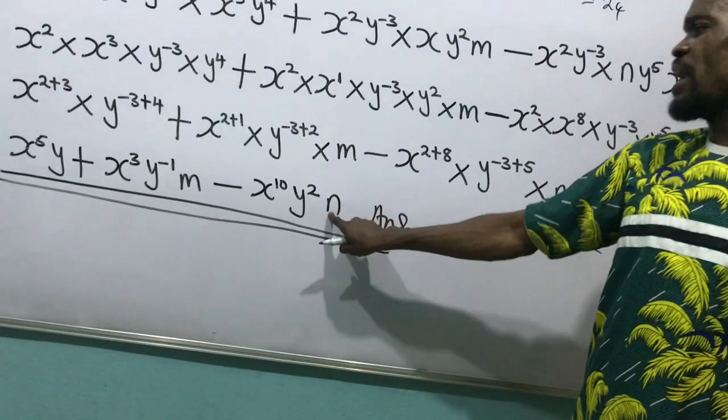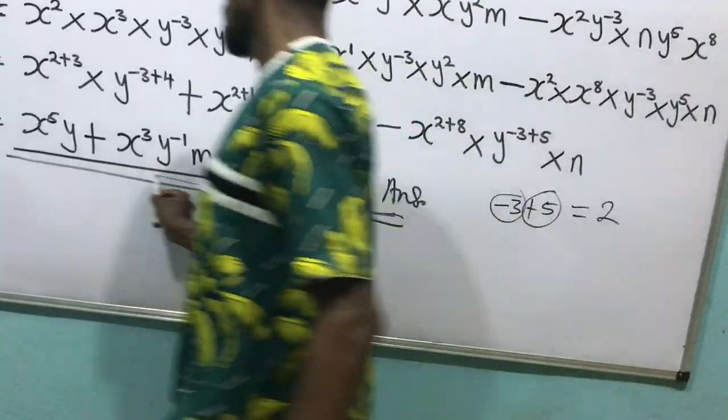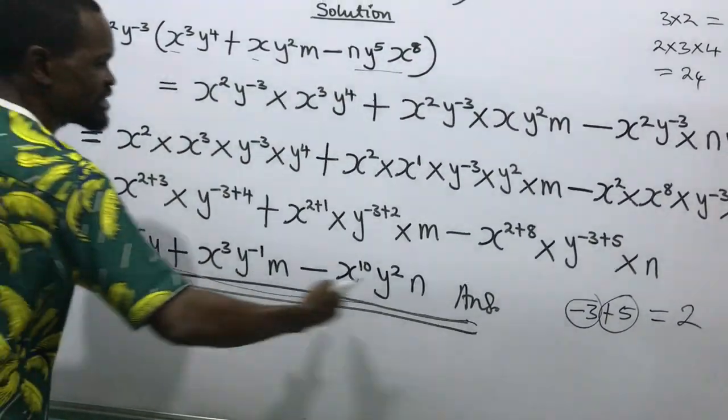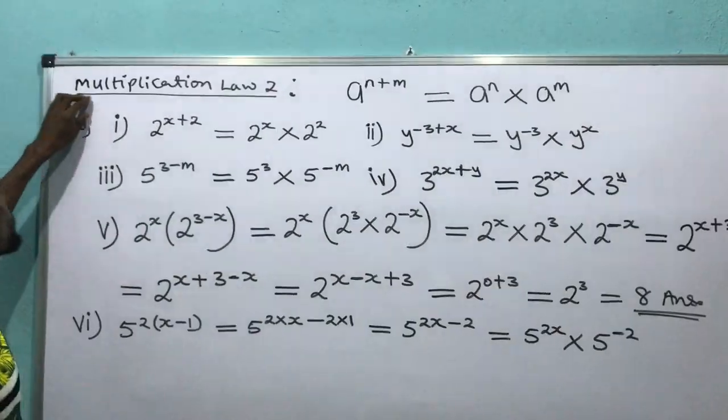Times n, look at the n. Do you know what I'm saying? And that gives me my answer. And that's the answer to the question that was: simplify. I have simplified this, and that's my answer.